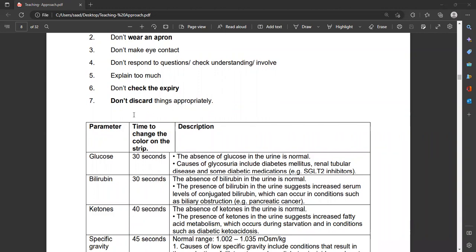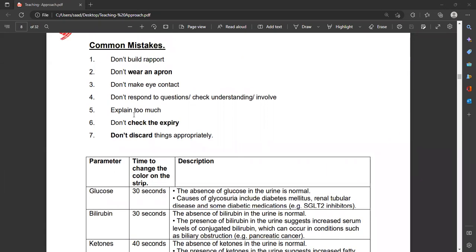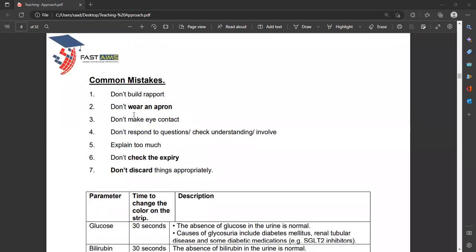Okay, they do not check expiry. This is one of the safety features. You have to check expiry and discard things appropriately. These three things are important. These come under safety: apron, expiry, discard. So do not forget to apply these things in your real life clinical scenario, in your exams and in your real life as well. When you do this in real life, you will develop a reflex to do this in the exam as well.